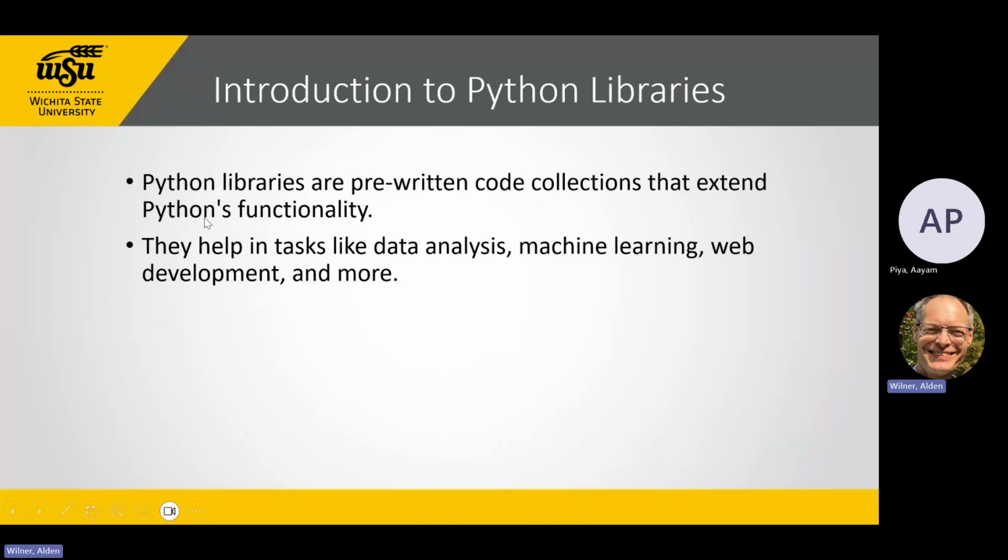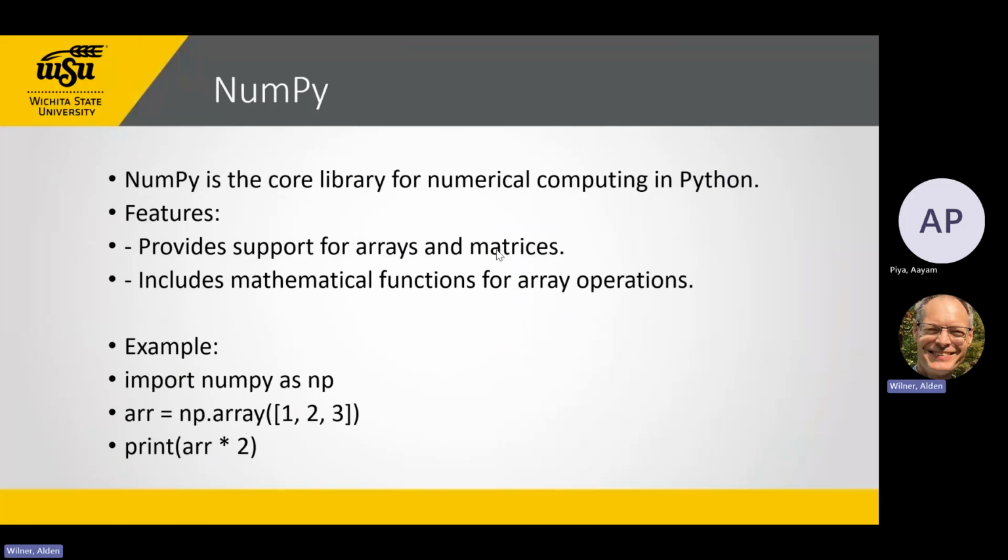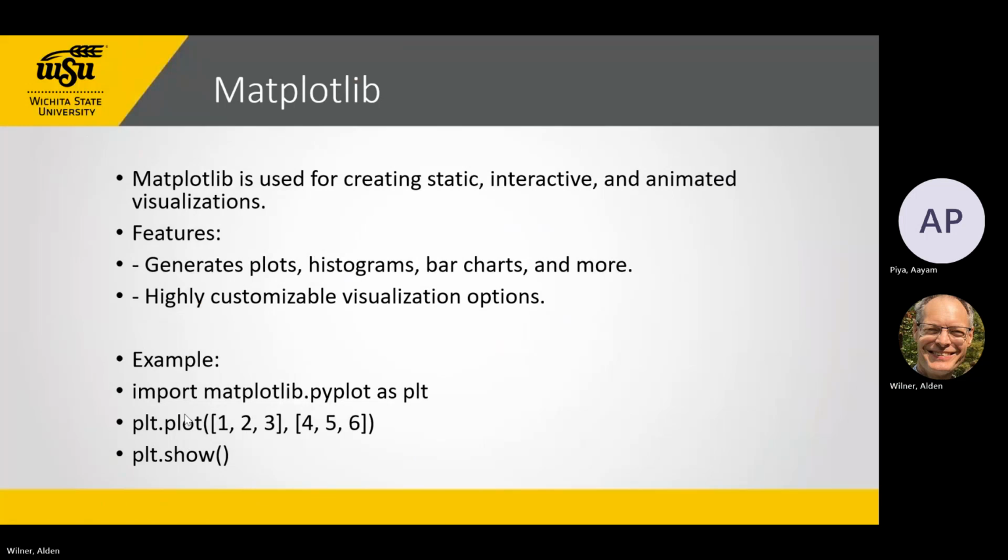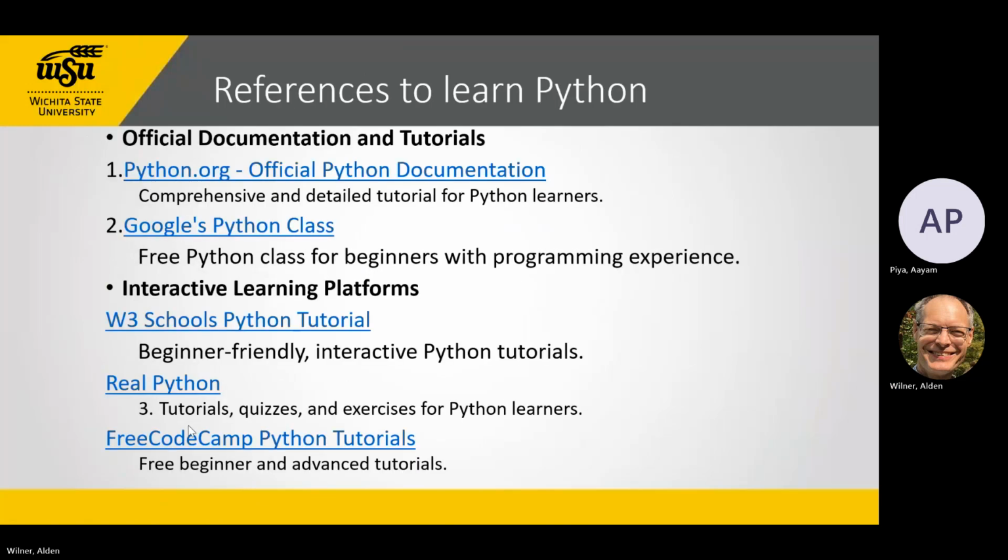They are pre-written code collections that extend Python's functionality, helping with tasks like data analysis, machine learning, web development. There's where we see where I stole these slides from Perspectives in Data Science, right? NumPy, core library for numerical computing. Arrays, matrices, mathematical functions for arrays. NumPy is NP. Matplotlib is used for creating either static or interactive animated visualizations. You can generate plots, histograms, bar charts, and so forth.